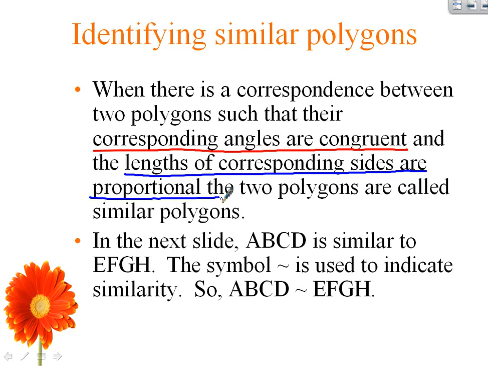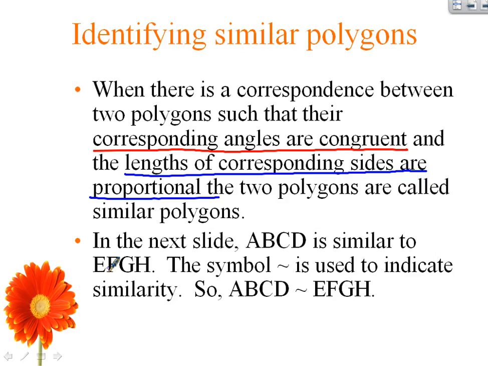Okay? And the way we talk about similar polygons is we're just going to, just like we did with congruence, write the vertices of the polygons in corresponding order, right? So in this case, vertices A, B, C, and D would correspond to vertices E, F, G, and H. They go together. So there's a precise order that we'd have to state those in.